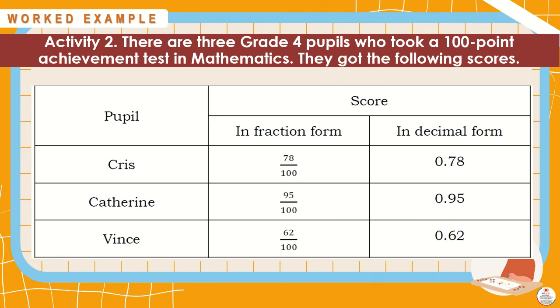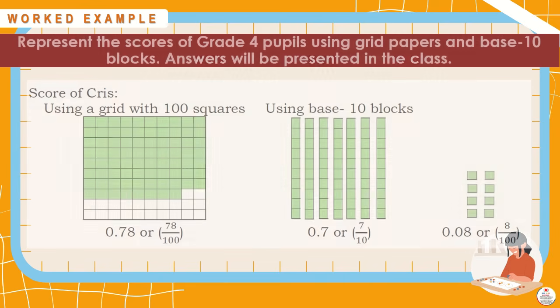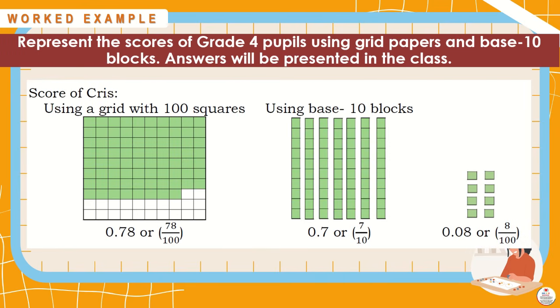For the first column, pupils Chris, Catherine, and Vince. For their scores, in fraction form, 78 hundredths, 95 hundredths, and 62 hundredths. In decimal form, 0.78, 0.95, and 0.62. Represent the scores of grade 4 pupils using grid papers and base 10 blocks. Answers will be presented in the class.